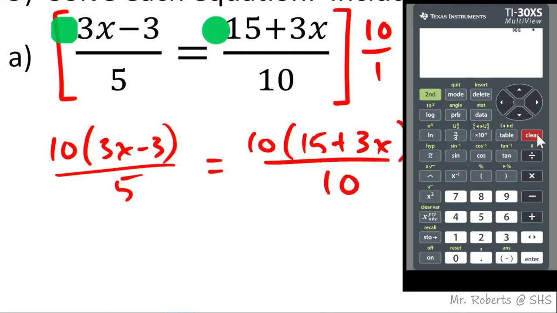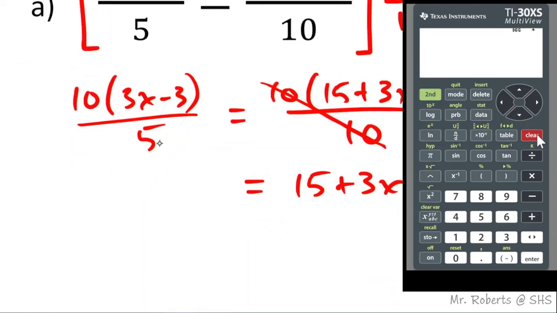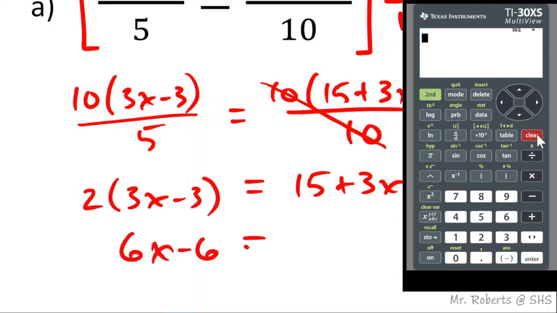So some wonderful things happen, right? One of the things that I see happening is on the right-hand side, this is a giant 1, right? 10 over 10. They're factors, right? It's multiplication, 10 times something over 10. So that right-hand side is just going to become 15 plus 3x. Over on the left-hand side, 10 divided by 5 is 2, right? So I can simplify that. 10 fifths is 2. This is equivalent to 2 times the quantity of 3x minus 3, which is 6x minus 6, and that is 15 plus 3x.